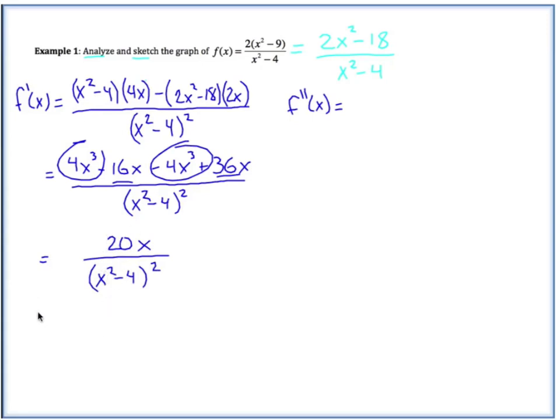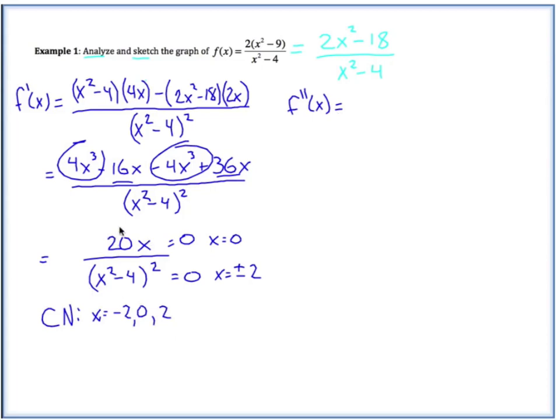Now what we want to do is find these critical numbers. Now remember, it's where the numerator equals 0 and then where the denominator equals 0. Okay, so the numerator is going to equal 0 when x equals 0, and the denominator is going to equal 0 when x equals plus or minus 2. So this gives us our critical numbers of x equals -2, 0, and 2. All right, let's go ahead and find the second derivative now.